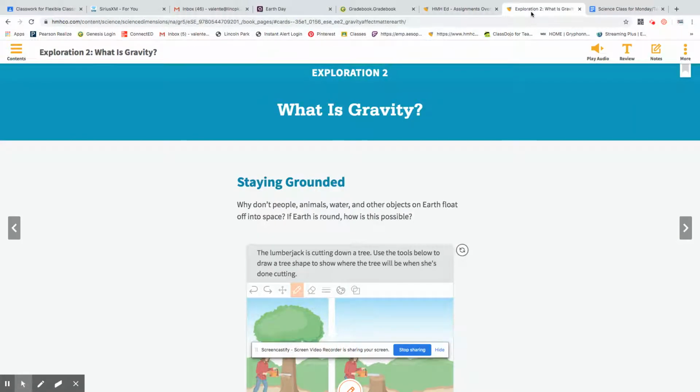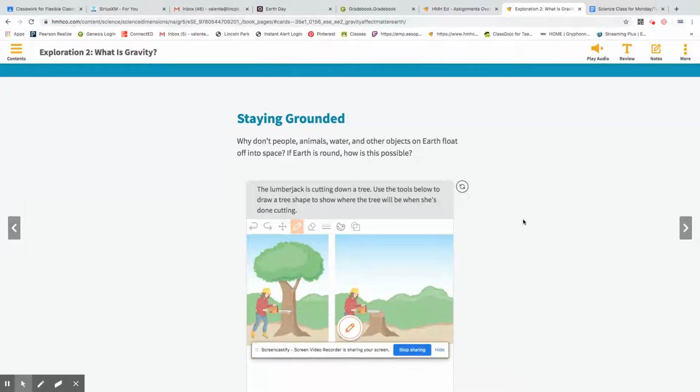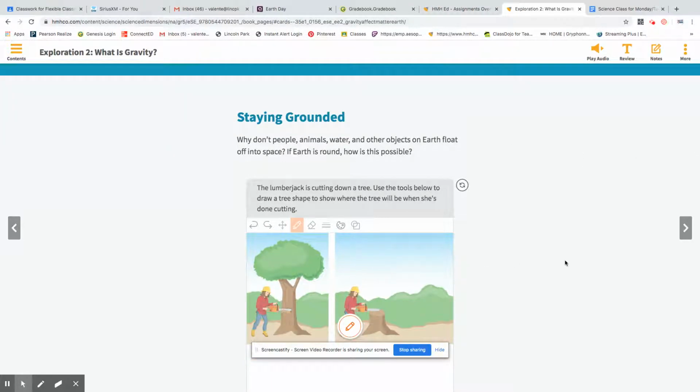Okay, here we go. What is gravity? Why don't people, animals, water, and other objects on Earth float off into space? If Earth is round, how is this possible? So we're going to play around for a minute with some drawings. You're going to use your drawing tools and you're going to take a look at this first picture. So look at the images shown here.